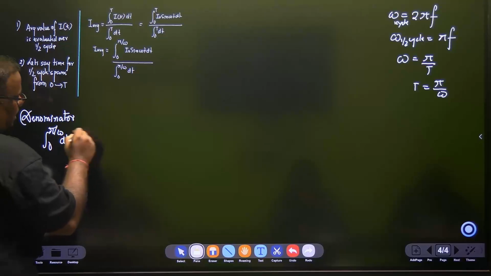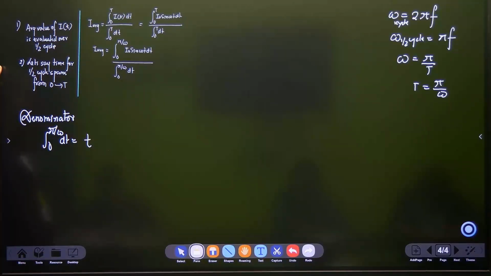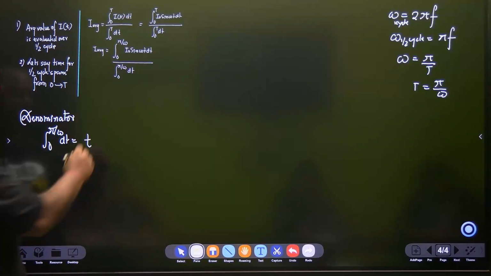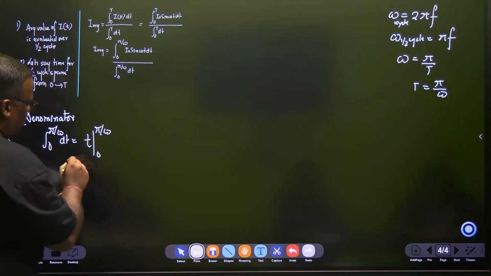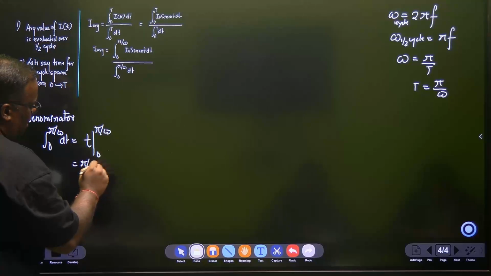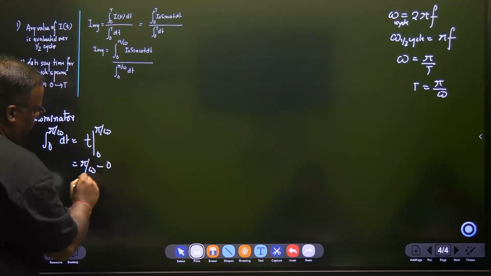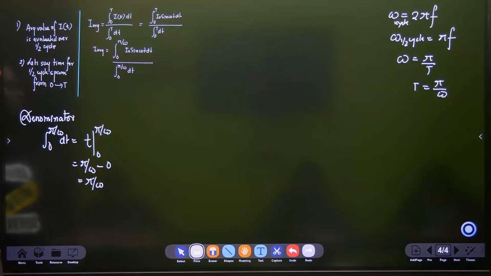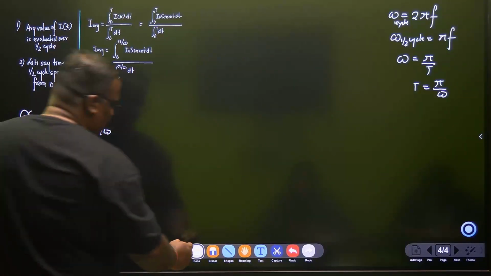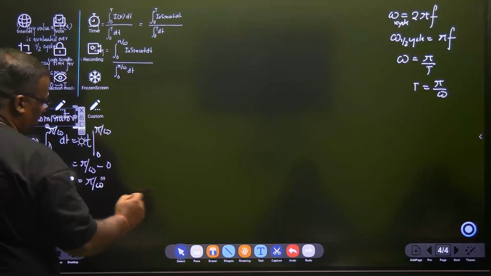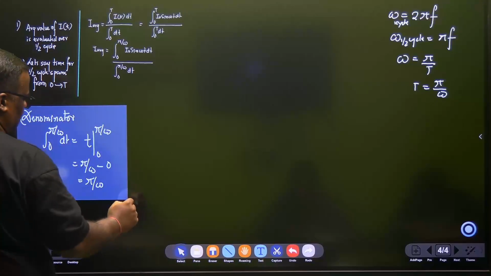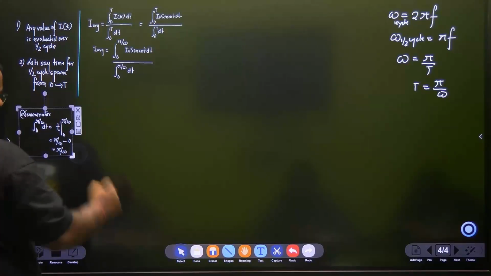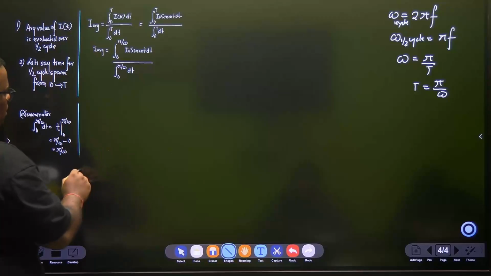This is equal to t, since the integration of dt will always be t, right? And what are my limits? 0 to pi by omega. That means my value is equal to how much? Pi by omega minus 0, which is equal to pi by omega. Any doubt? No doubt. Very good. So let's make the denominator also small now. Okay. Come, let's now try to do the numerator.